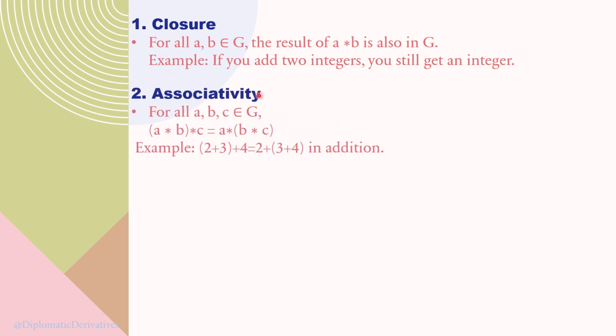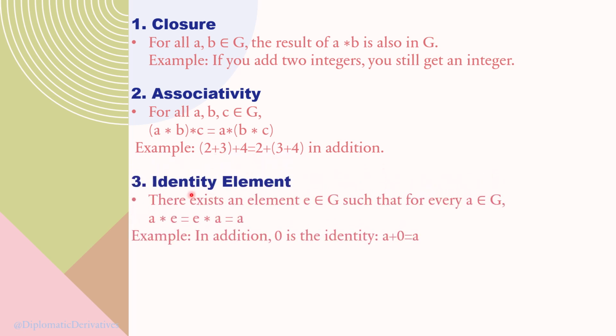Next we have associativity. Associativity is always true for addition. So we take any 3 elements from the group, we perform the operation, and it's satisfied for addition. Okay. Identity element. Now there exists an element E, element of G, such that for every A element of G, A star E is equal to E star A, which is equal to A.